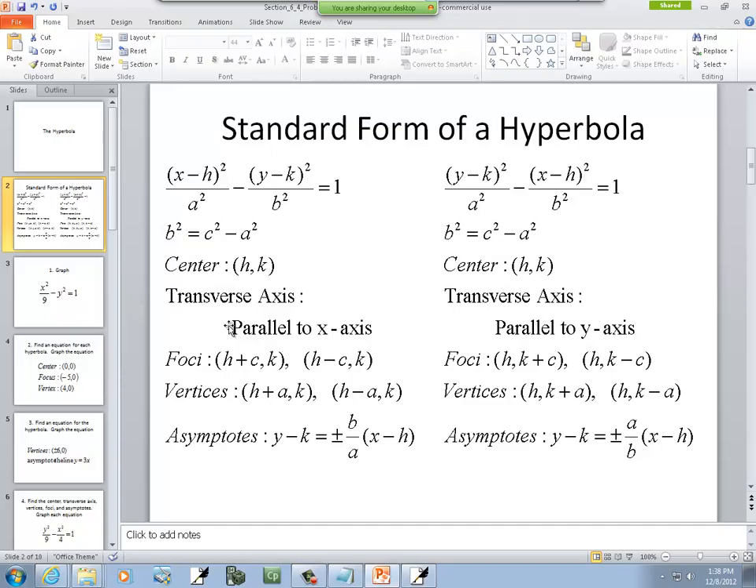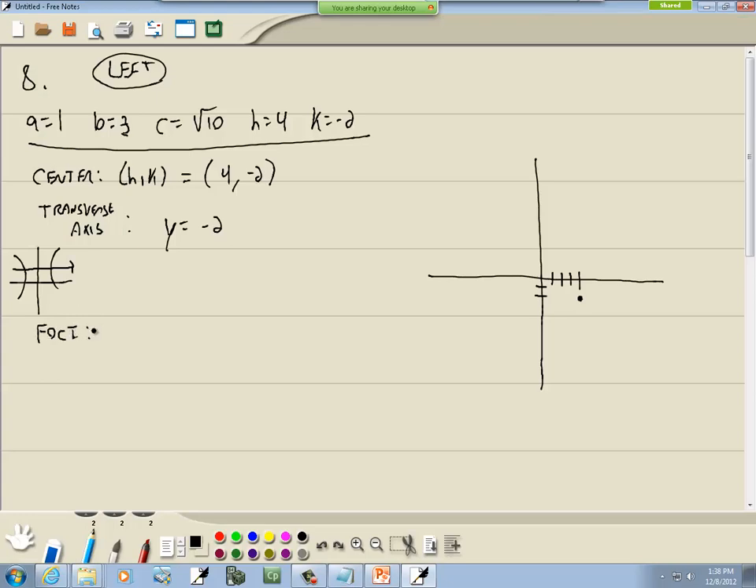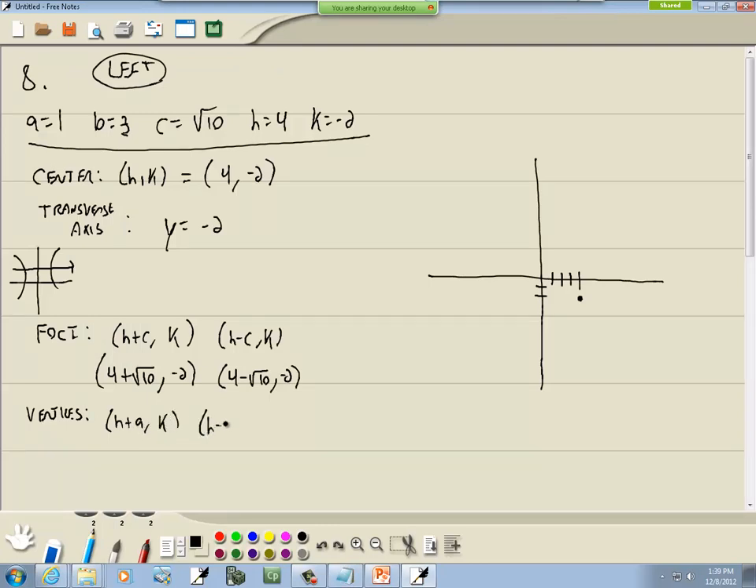Okay, so our foci. Foci is h plus c, k, and h minus c, k. Well, h we said was 4, plus c, which is square root of 10, and k is negative 2. And this would be 4 minus square root of 10, negative 2. Our vertices, h plus a, k, and h minus a, k. h is 4 plus a, k is negative 2. And this will be 4 minus 1, negative 2, which gives us 5, negative 2, and 3, negative 2.